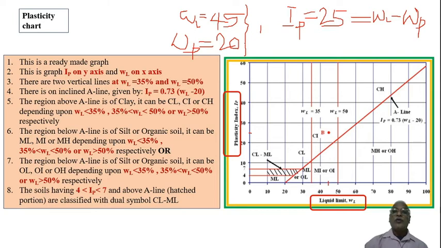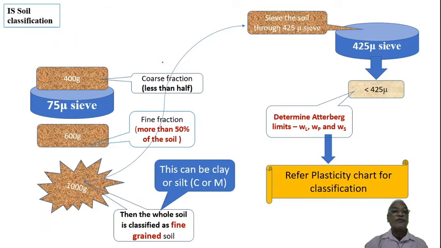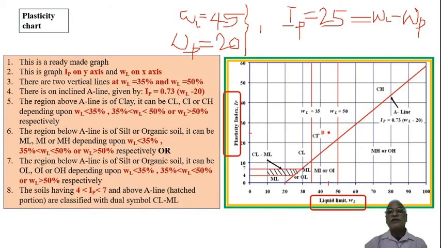In the earlier slide I told you that once you recognize that it is a fine grained soil, you have to sieve it through 425 microns, conduct these three tests, and then refer to the plasticity chart. So from this you will be able to get WL and WP. Then you come here, using WL and WP, calculate IP, and mark the point on a ready-made chart. Depending upon the region in which the soil falls, the classification will be decided.